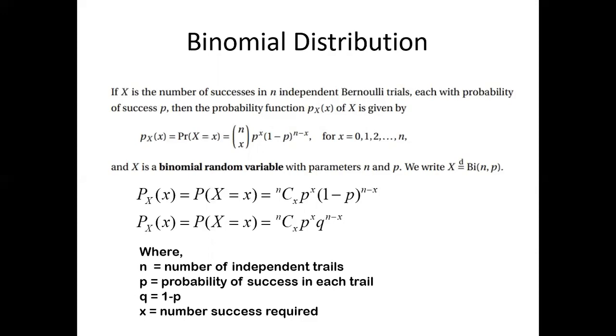Now, here n is the number of independent trials, p is the probability of success in each trial, q equals 1 − p, and x is the number of successes required.